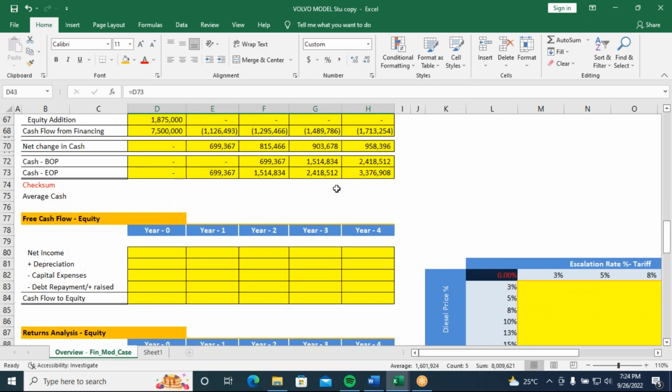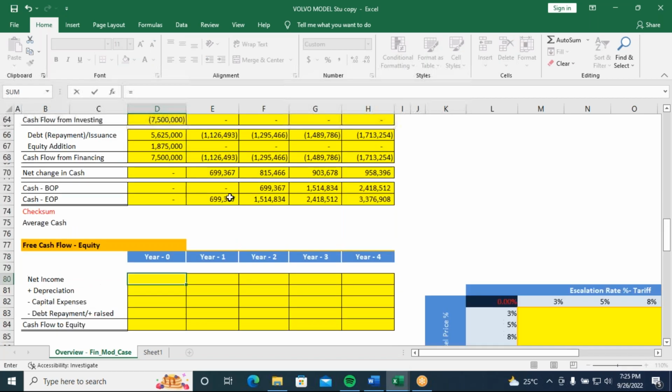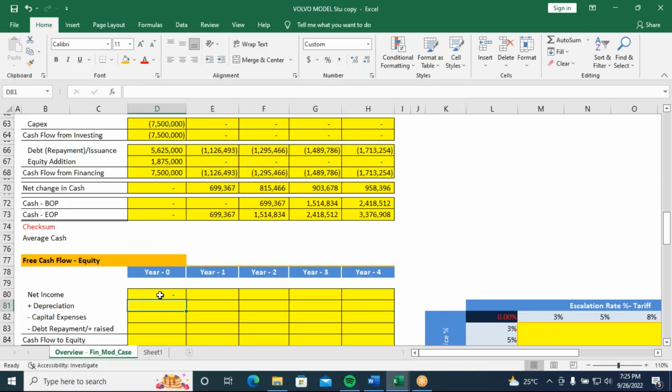So let's go for the free cash flow equity. And here this escalation rate, that is given for the actual case study what I have given. So here we will ignore this part and we will calculate till the IRR. Okay. So here we have to know the actual net income is equal to, so the net income was profit after tax. I'll select and drag till the last.